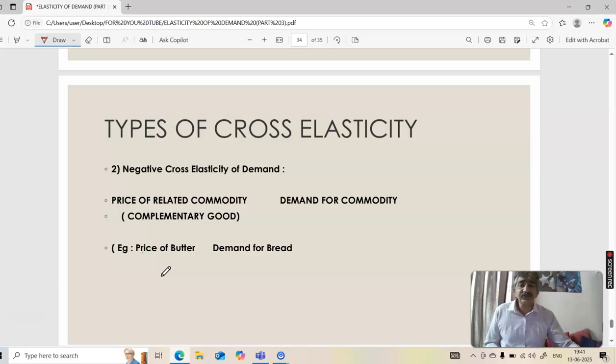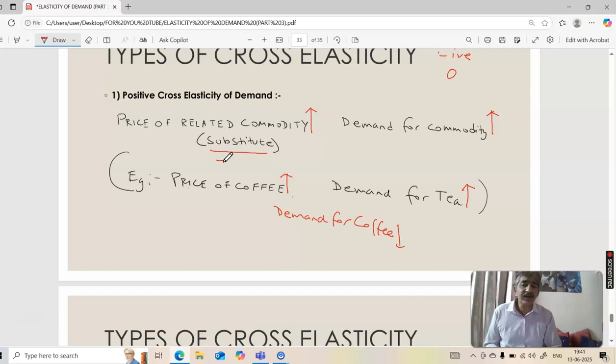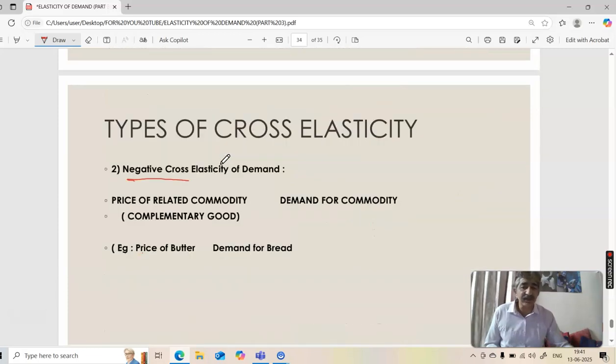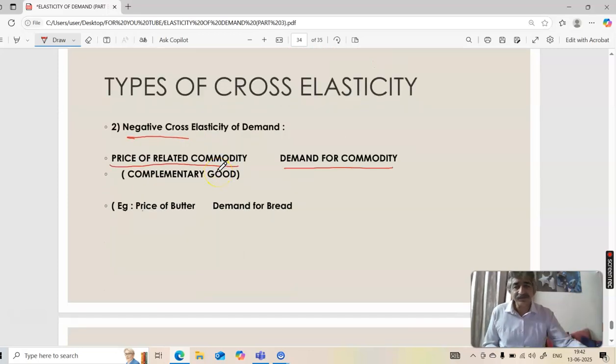Second type of cross elasticity, children, is negative cross elasticity. As you can see, I'm reading over here. So here the two variables I'm keeping the same as in the previous one. First I'm keeping the price of related commodity. Thereafter, demand for commodity. In the previous page also, you can see price of related commodity and demand for commodity. Now what happens is, in the case of positive cross elasticity, these two variables were having a direct relationship. But in this case, it's inverse, just the opposite.